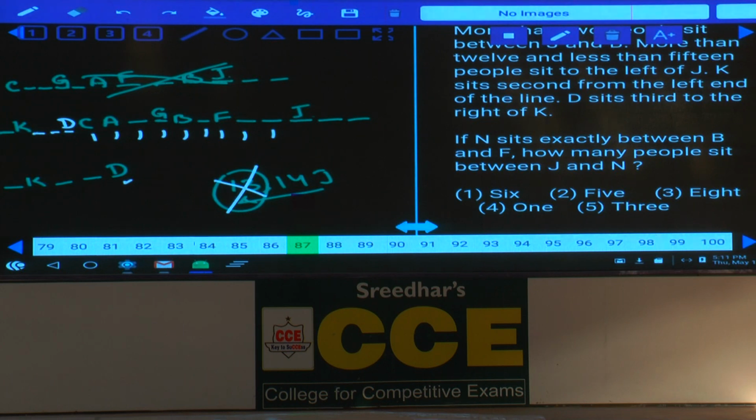If N sits exactly between B and F, N is seated exactly between B and F. Now this is N, seated exactly between B and F. How many people sit between J and N? There are only 3 people between J and N, choice 3.